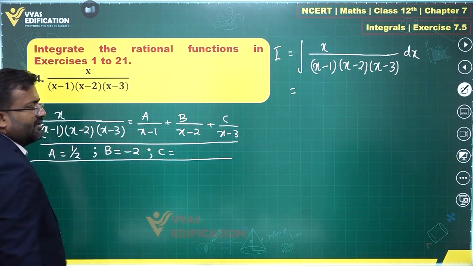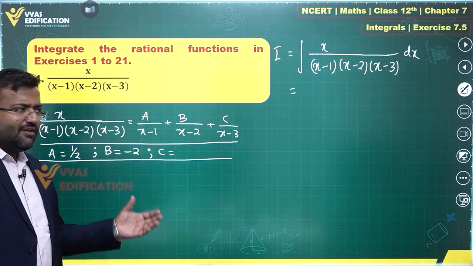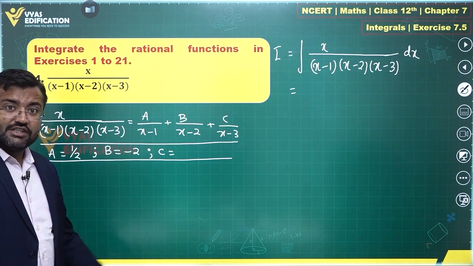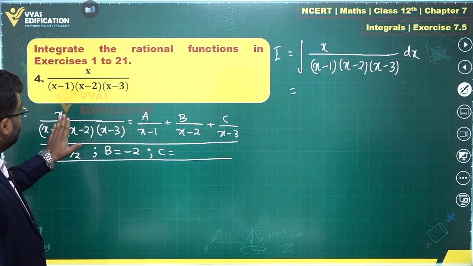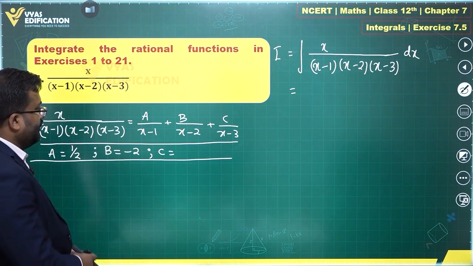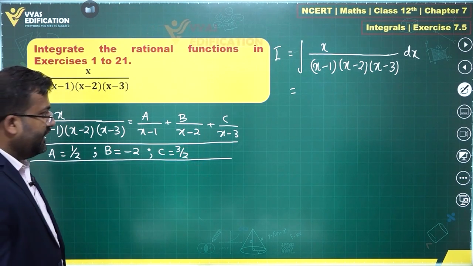C, are we doing this orally? Yes, we are doing this orally, but I hope you get the idea. We've discussed this method in the previous 3 questions. So x equal to 3 will be substituted over here by removing this factor. This becomes 3 upon 2 into 1. 3 upon 2 is what I get.